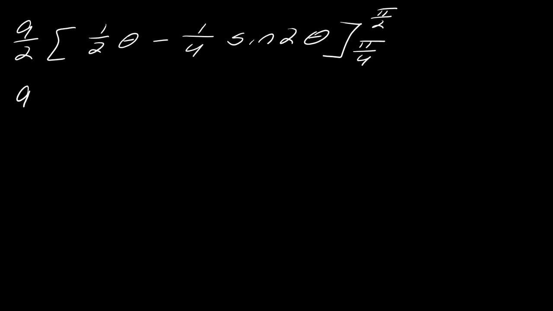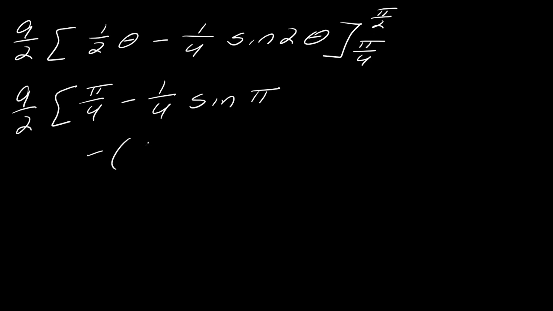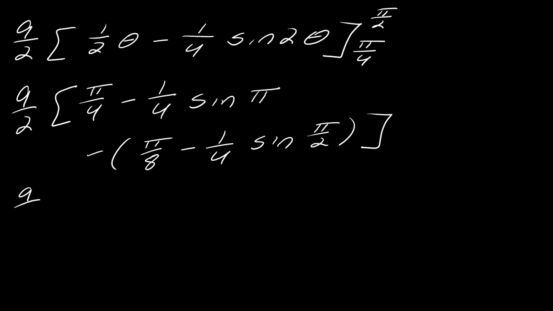I'm going to have 9/2 times: pi over 4 minus 1/4 sine of 2 times pi over 2, which is just sine of pi, and then all of that minus pi over 8 minus 1/4 sine of, this will simplify to, pi over 2. So I'm going to have 9/2 times pi over 4 minus 0 minus pi over 8 plus 1/4.